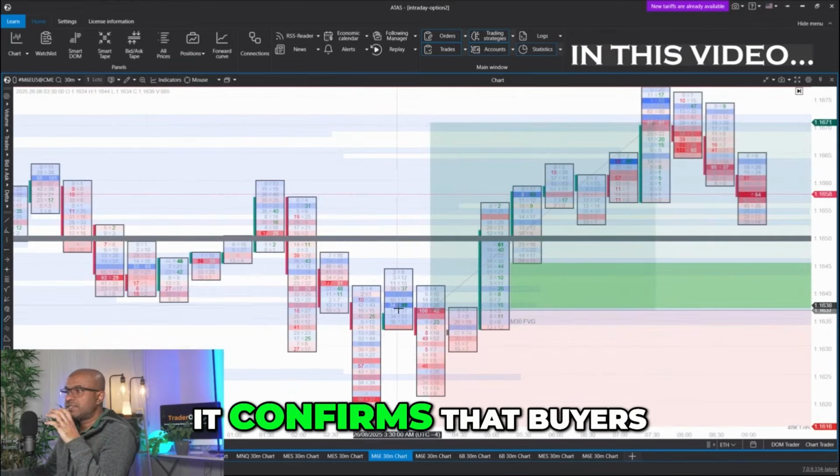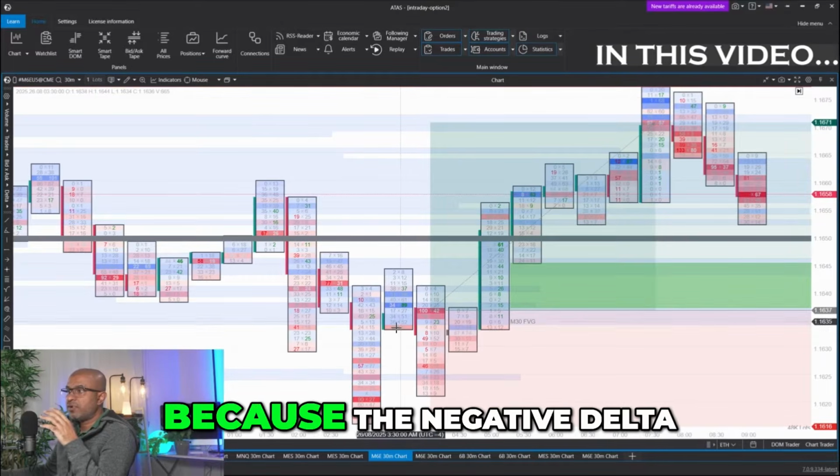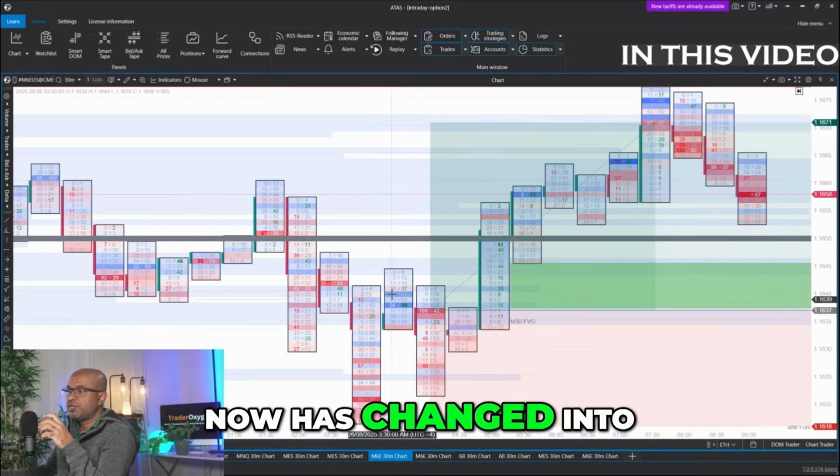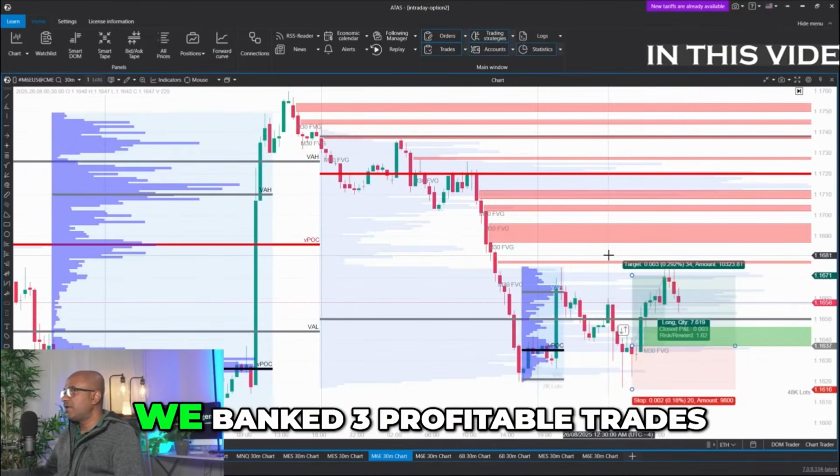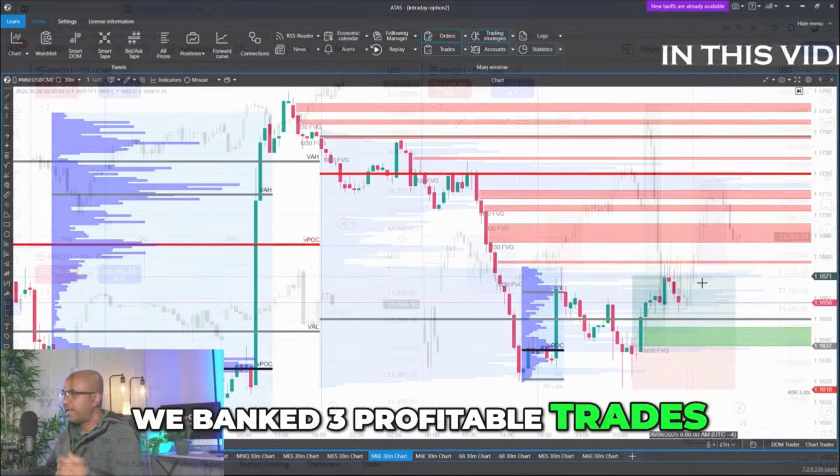It confirms that buyers are in control because the negative delta has now changed into positive delta. So that is where we banked 3 profitable trades.